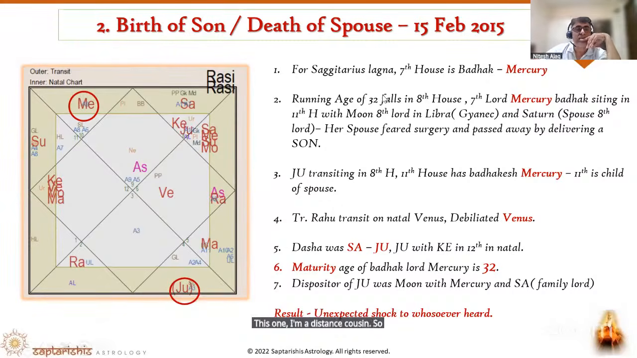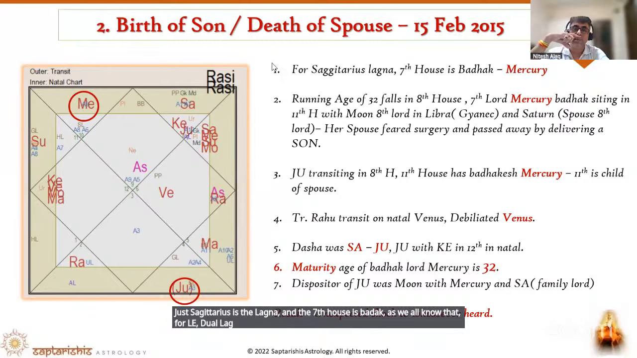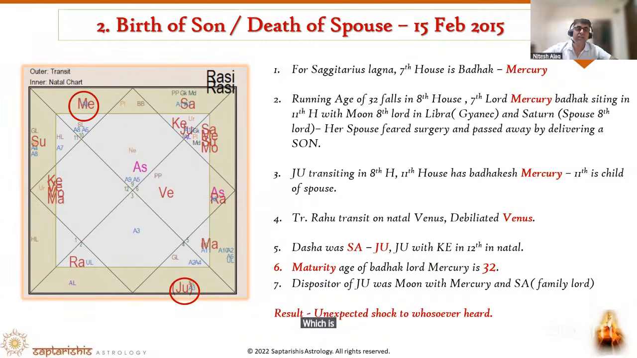So if you can see here, Sagittarius is the Lagna, and the seventh house is Badhak, as we all know that for dual Lagna, the seventh is the Badhak. Mercury is the Badhak, which is sitting with the eighth lord Moon in the 11th house. The 11th house is also the fifth house of the spouse, and the running age of 32 falls in the 8th house.